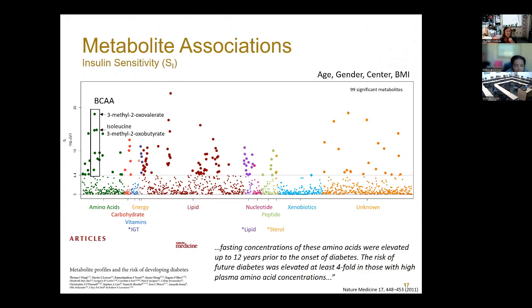And so it was published in Nature Medicine back in 2011 that fasting concentrations of these amino acids are elevated up to 12 years prior to the onset of diabetes. And the risk for future diabetes was elevated at least fourfold in those with high amino acid concentrations. These are the branched chain amino acids, being leucine, isoleucine, and valine, and their intermediates. So that was really interesting, but you'll notice we saw a lot more associations as well.